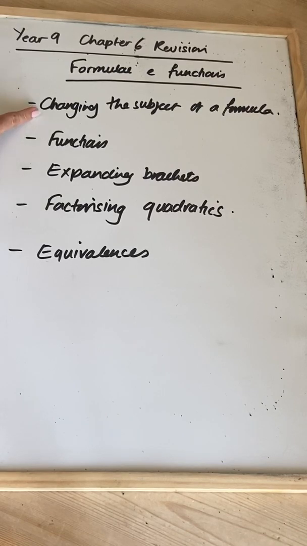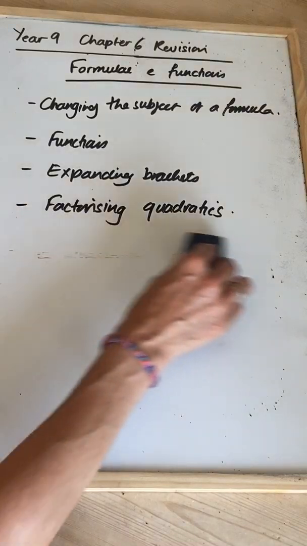So the things we're going to look at: changing the subject of the formula, functions, expanding brackets, factorising quadratics, and then we're just going to talk about different forms of equivalences in algebra.